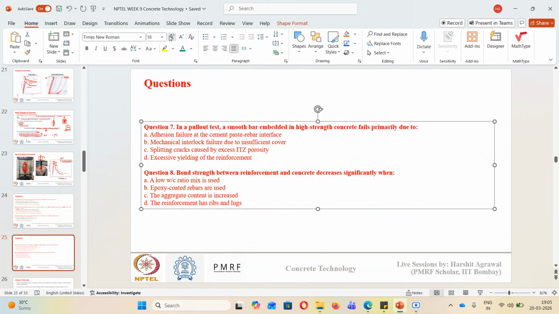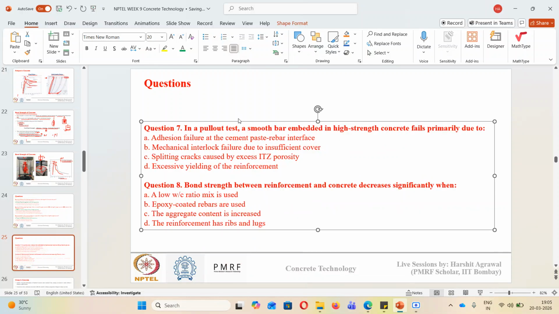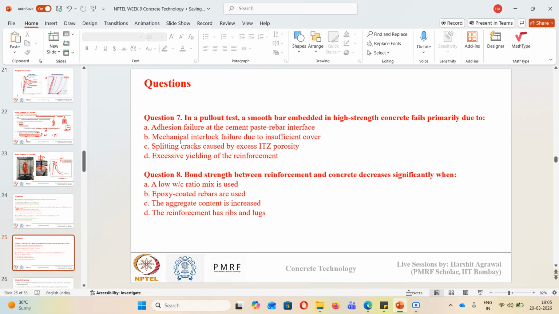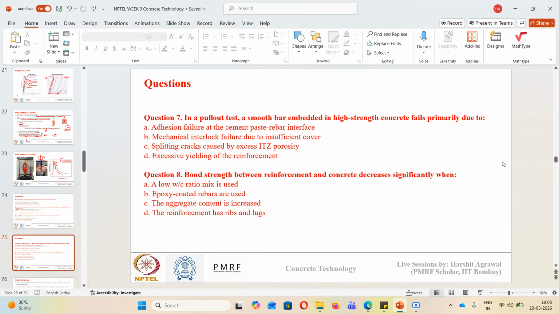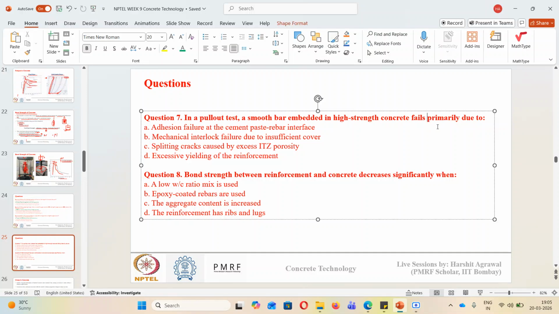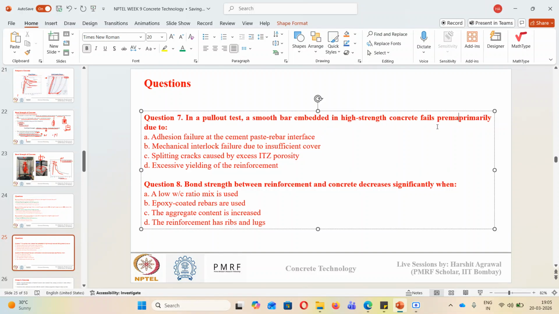Then these two questions regarding bond strength. Question number 7 is, in a pull-out test, a smooth rebar is embedded in a high strength concrete. It fails. Why does it fail? What is the reason why a smooth rebar embedded in high strength concrete fails? What is the mechanism of failure? Or we can say it fails prematurely.